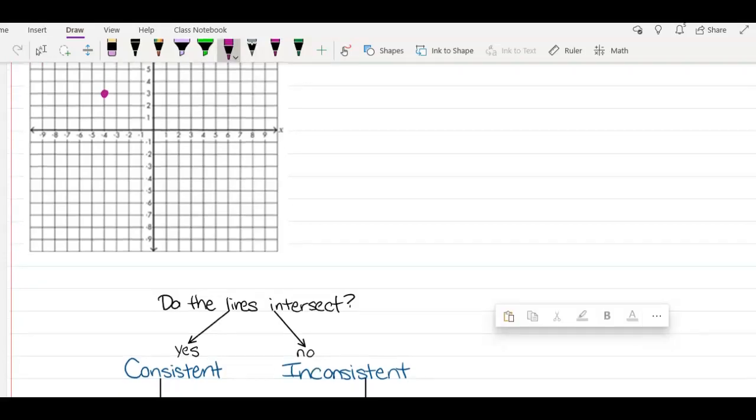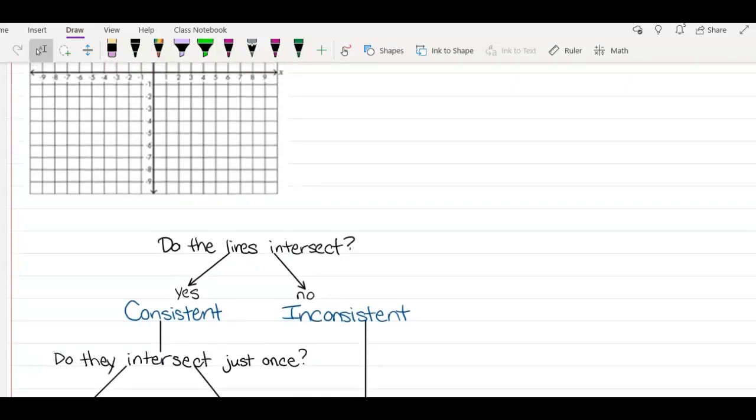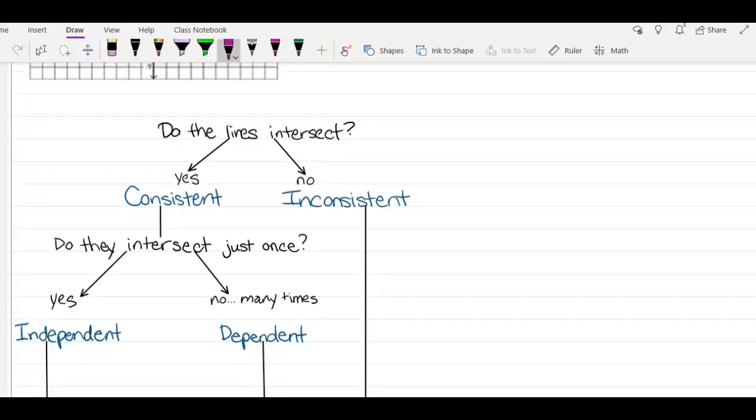If the lines don't intersect, the system's inconsistent. If they do intersect, it's consistent, and then we ask ourselves, well, how many times do they intersect? Do they intersect just once? If they do, the system is also going to be called independent. It's going to be called a consistent, independent system. Sometimes they're going to intersect more than once. Those systems would be a consistent, dependent system.